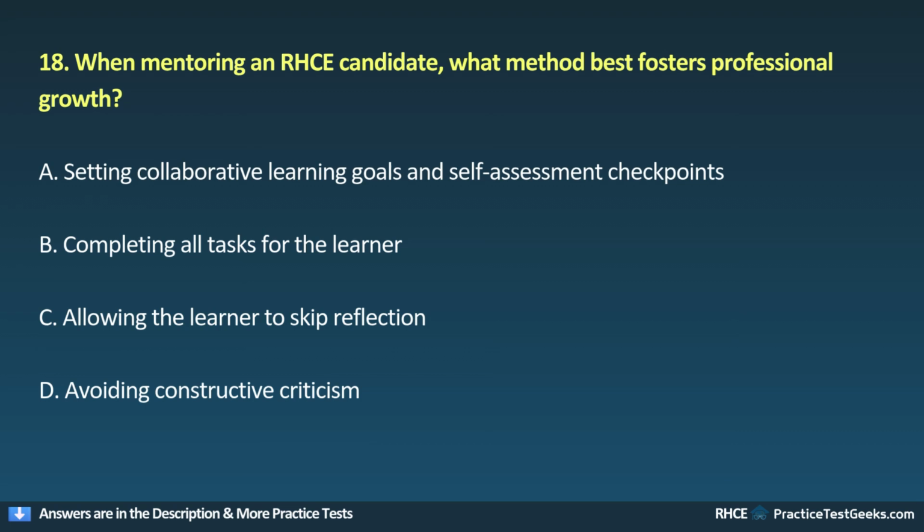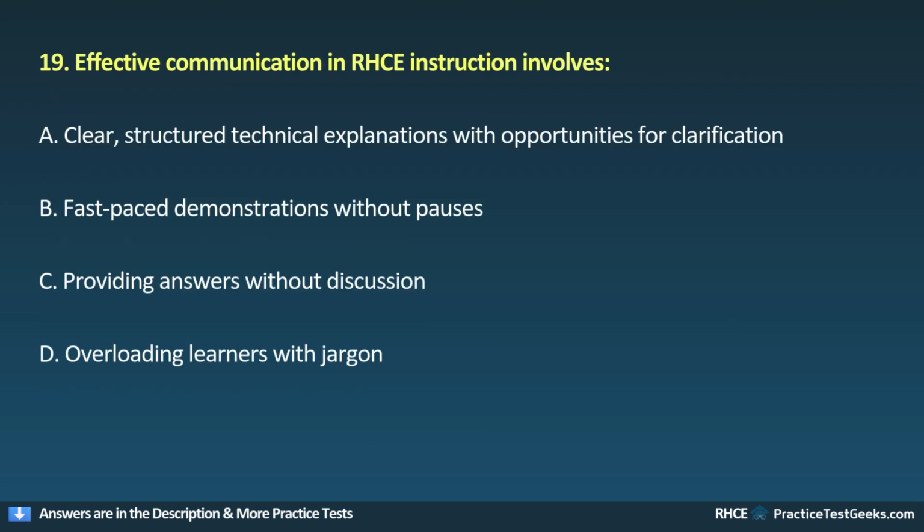A. Setting collaborative learning goals and self-assessment checkpoints. B. Completing all tasks for the learner. C. Allowing the learner to skip reflection. D. Avoiding constructive criticism. 19. Effective communication in RHCE instruction involves A.